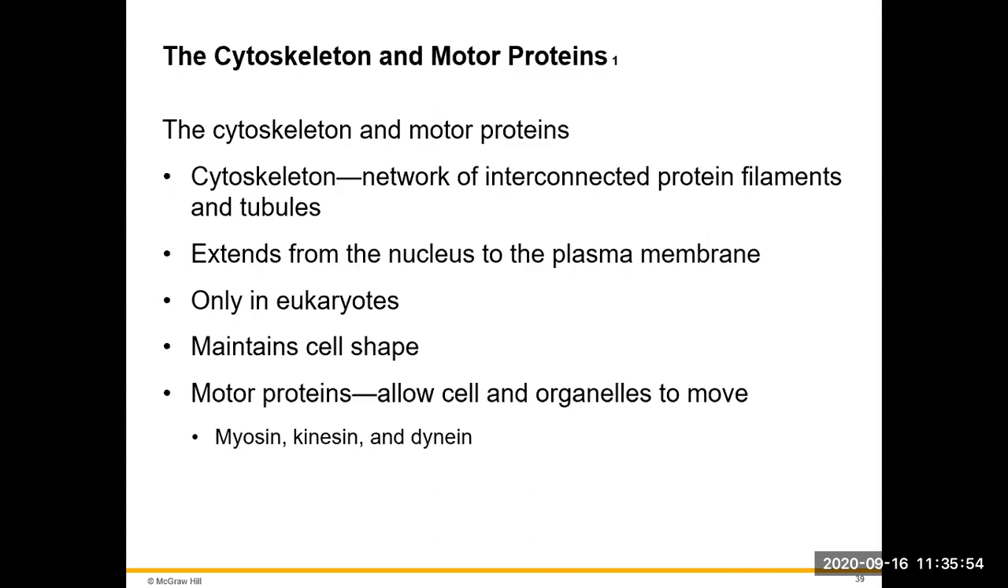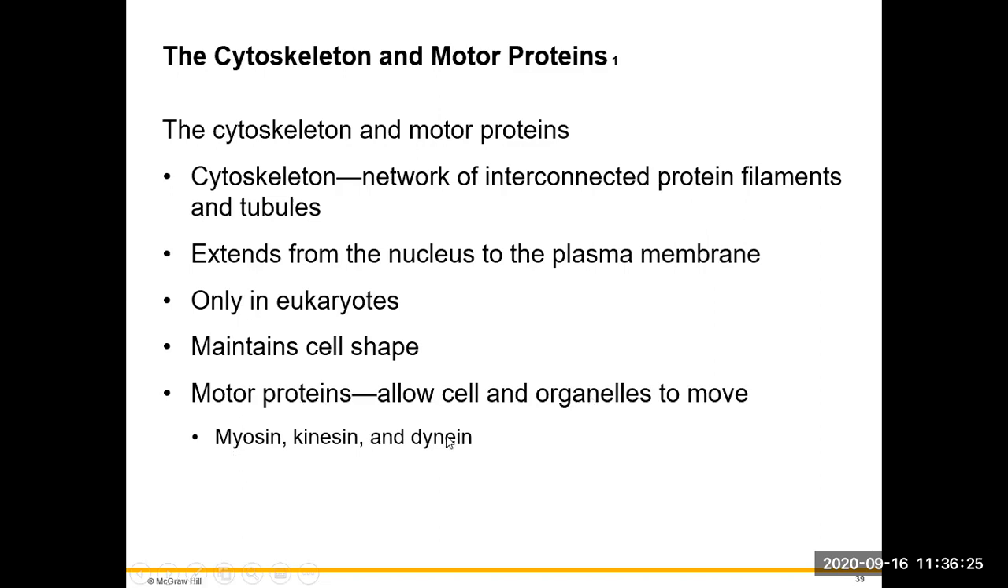And we usually find the cytoskeleton in eukaryotes because prokaryotes are simple organisms and they don't need all this cytoskeletal structure, but eukaryotes are complex organisms and they do a lot of transportation in and out of the cell, which necessitates the existence of a cytoskeleton. It maintains cell shape, and there are motor proteins.